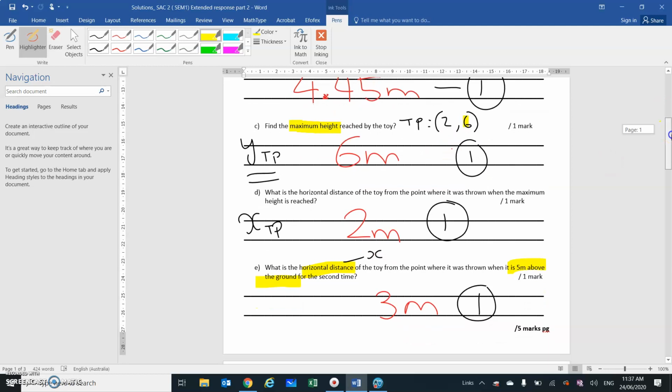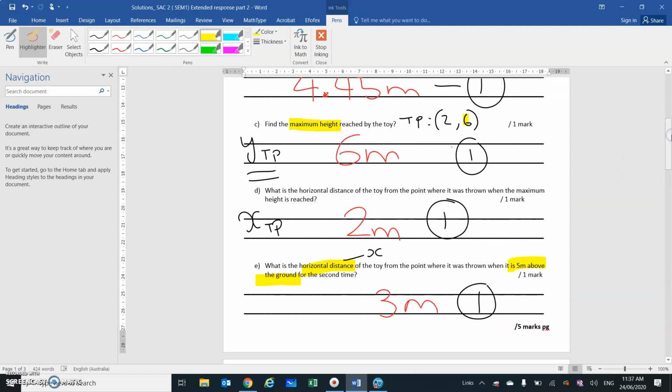What is the horizontal distance, or the x value, in other words, this is part E, of the toy from the point where it was thrown when it is 5 meters above the ground for the second time? Okay, there's a lot happening there, so let's slow that down. What is the x value of the toy when it is 5 meters above the ground for the second time? That's saying the y value. So when y is 5 meters, what is the x value for the second time? That's important.